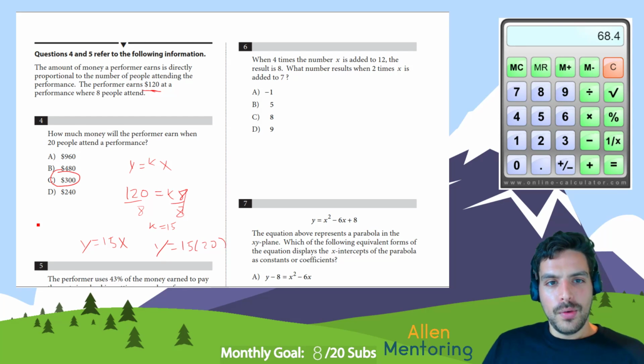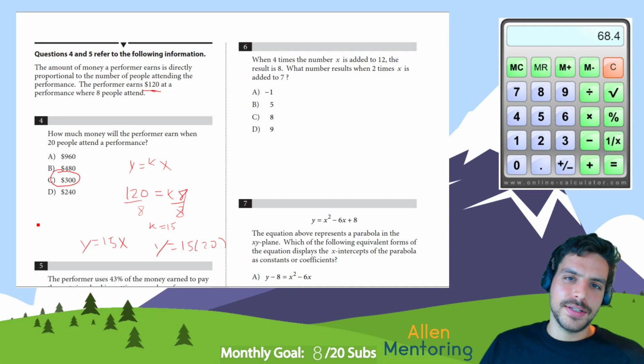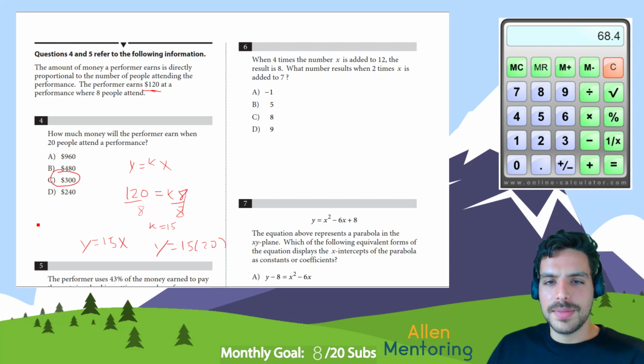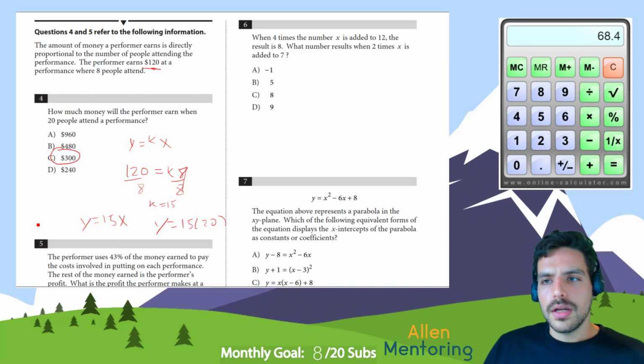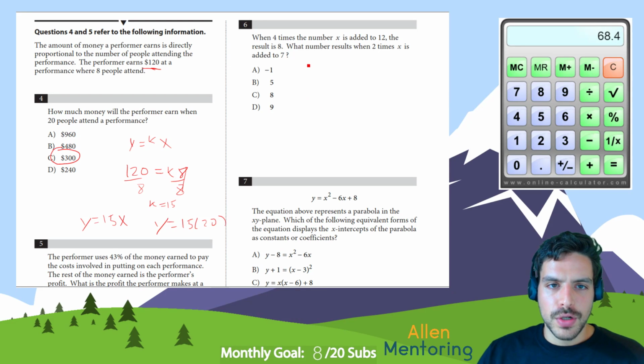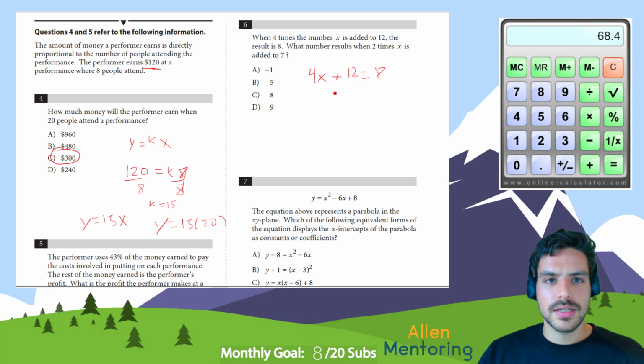Number 6, when 4 times the number x is added to 12, the result is 8. What number results when 2 times x is added to 7? So in this case, we also want to translate this into the language of math. 4 times the number x, aka 4 times x, aka 4x, is added to 12. The result is 8. So we just translated that into Mathanese. What number results when 2 times x is added to 7?